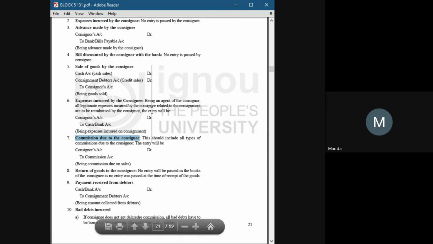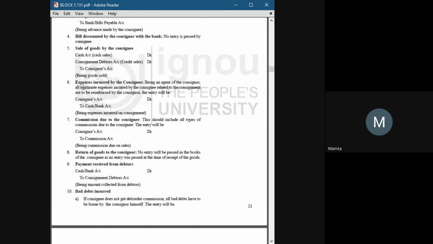So yes, where were we? We were at the sales of goods by the consignee. We've done this. Expenses incurred by consignee. Commissions due to consignee. Yes, the seventh point, commissions due to consignee.